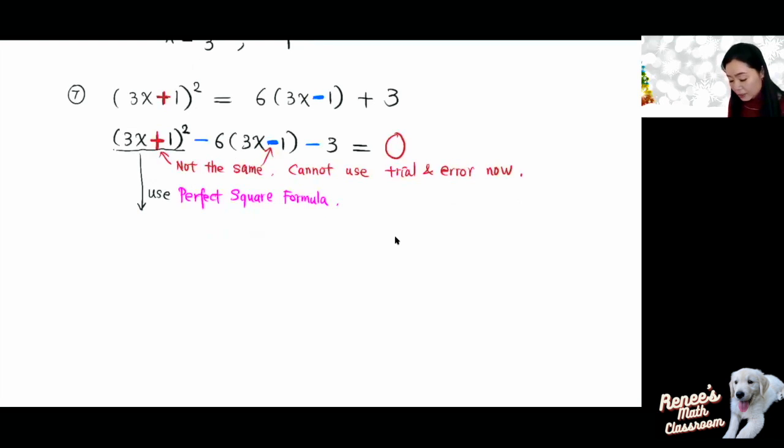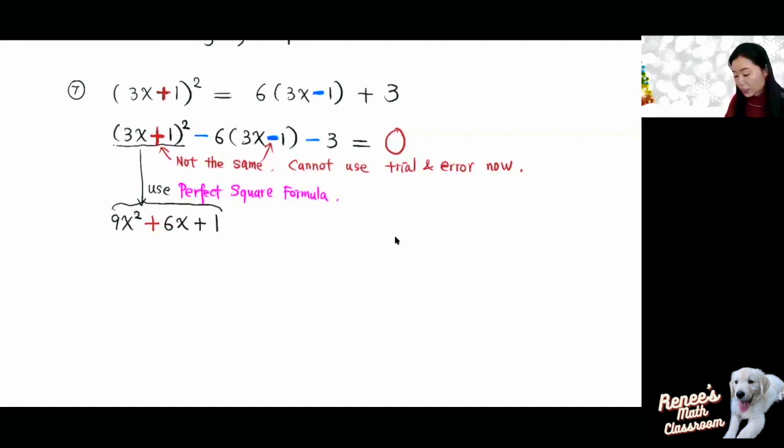Now over here, let's expand this using the perfect square formula right now. So expand this, we get square the first, so we got 9x squared, and then adding what? 2 times the first times the last, right? So 2 times 3x times 1 will be 6x. So then we have 6x over here. And the last one always plus, so plus the square of this is this 1. So we expand this, use the perfect square formula. So we get these 3 terms over here.